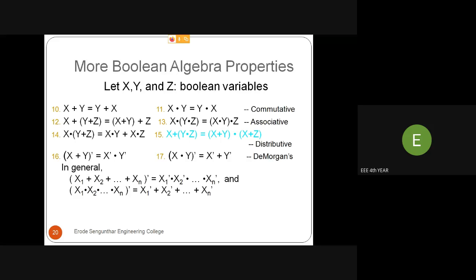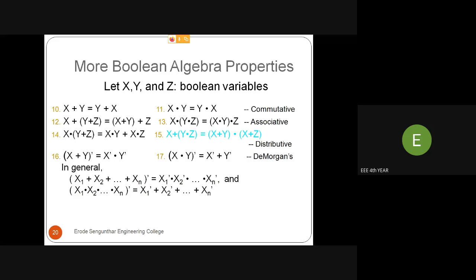x plus the second term y plus z is converted into x plus y first term, then plus z is second. This is the associative law. This also holds for product: x into y into z is equal to x into y into z. This is the associative law.